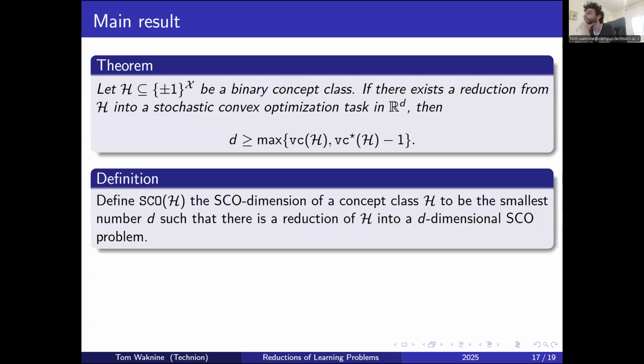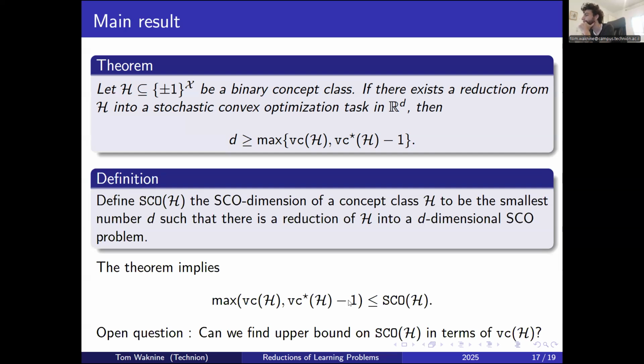Also you can obviously define the SCO dimension of a concept class as the smallest d to which you can find a reduction of H into a d-dimensional SCO problem, and then this theorem is essentially telling you that this dimension is bounded below by VC and VC star. We don't know how to bound this SCO dimension from above by a function of the VC dimension. If it can be done, I think it will be very interesting. It will have some other consequences. But right now, we don't really know how to approach this.